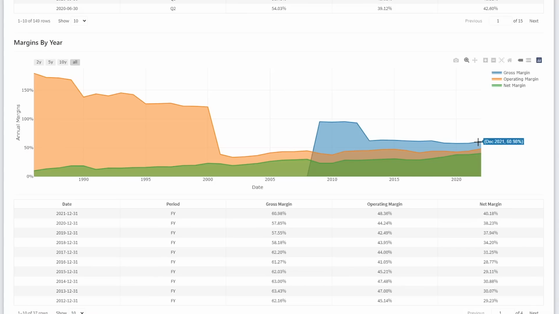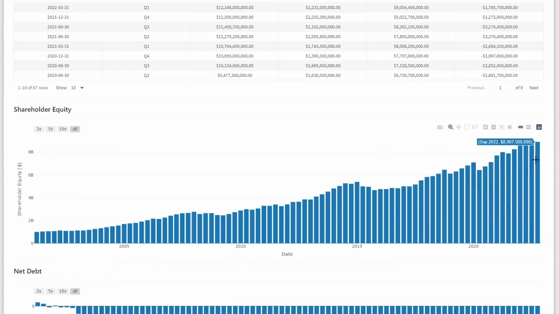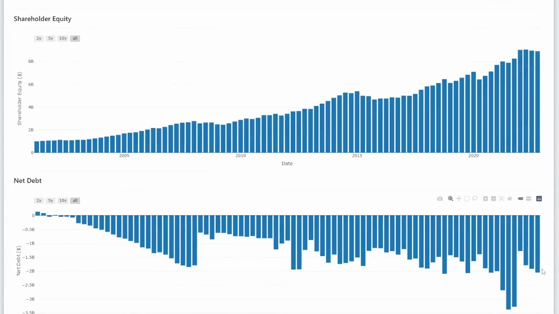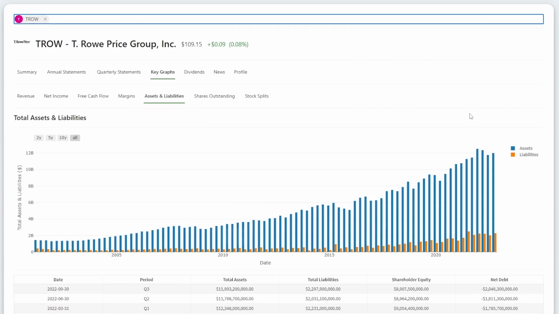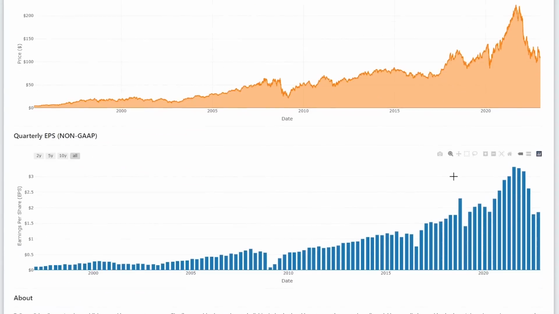T. Rowe's margins are quite high as investment management is a low-cost business. Gross margins are over 60%, with 2021 net margins at 40%. Their balance sheet is stellar, with $8.9 billion in shareholder equity and negative net debt. This is financial discipline. T. Rowe Price is a cash-generating machine that grows with the overall stock market.